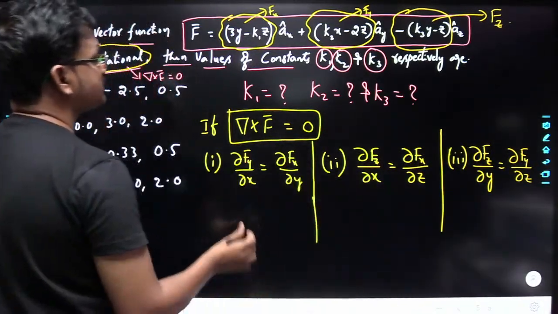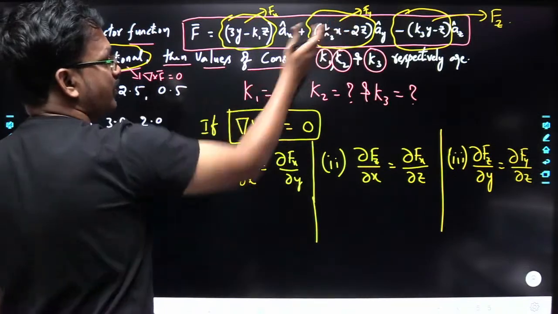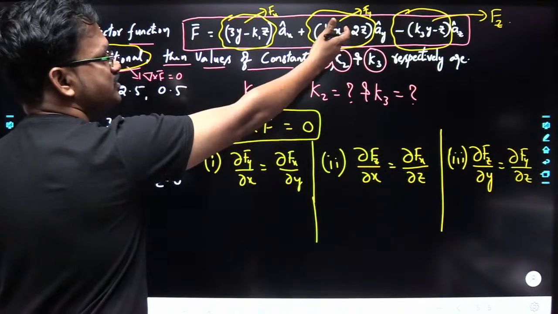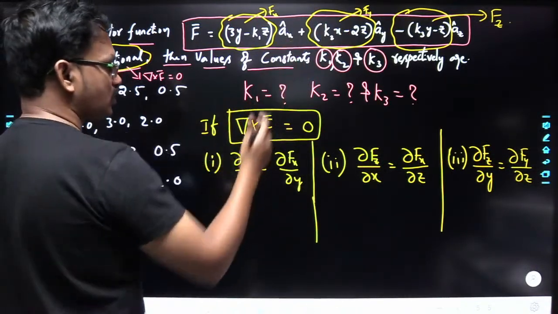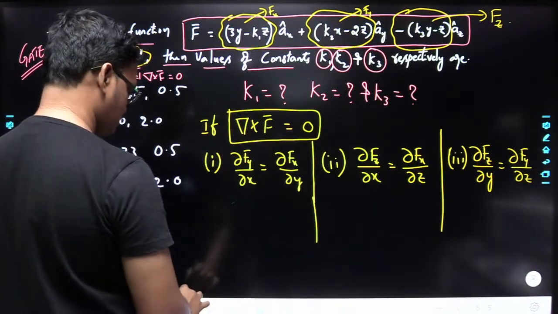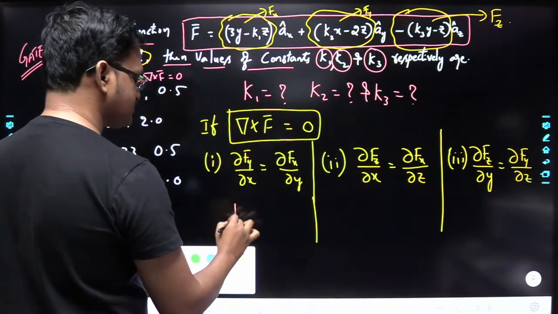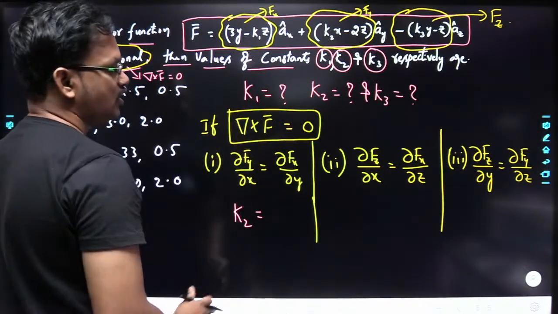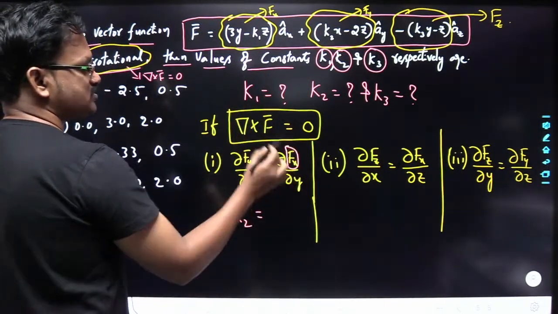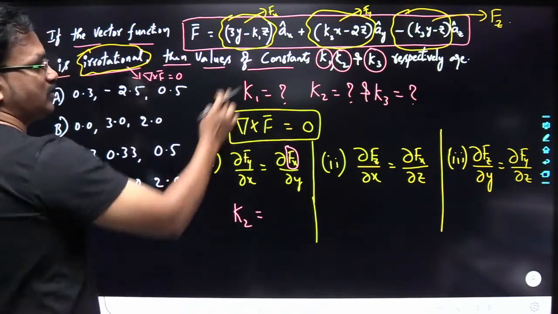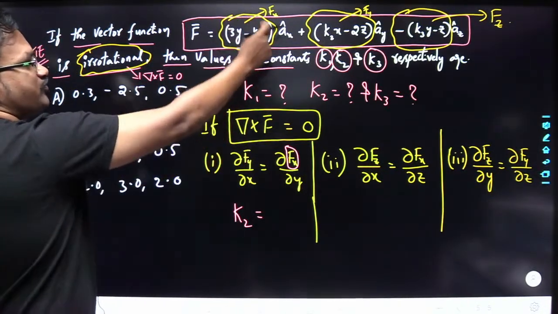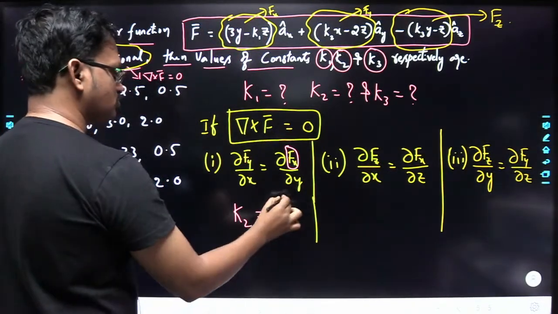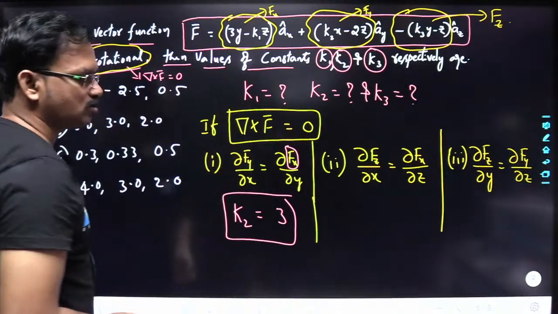Now take the y component and differentiate with respect to x. What are you going to get? You are going to get simply k2 on the LHS. Now take the x component and differentiate with respect to y. You are going to get 3. So the k2 value is equal to 3.